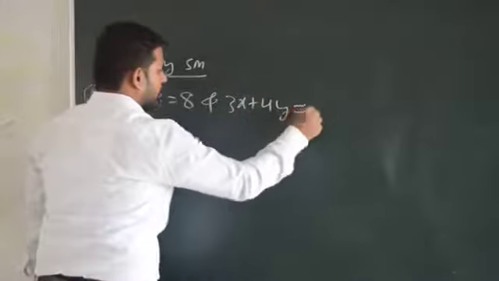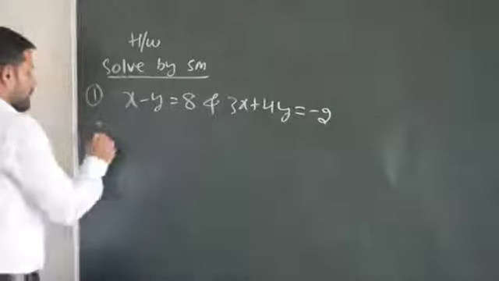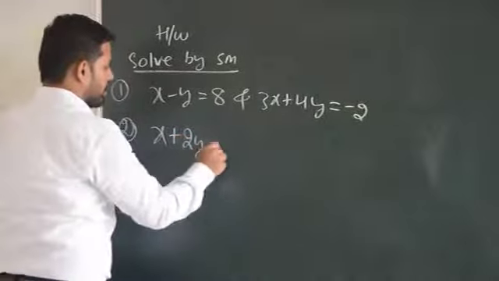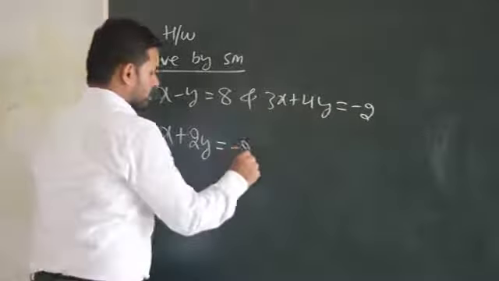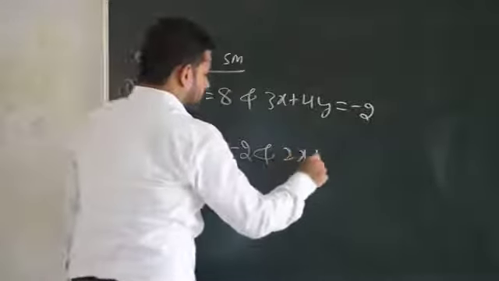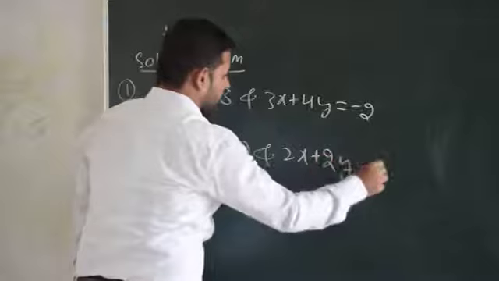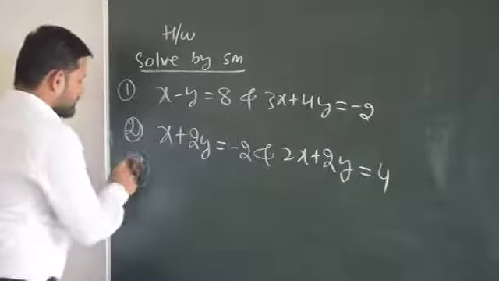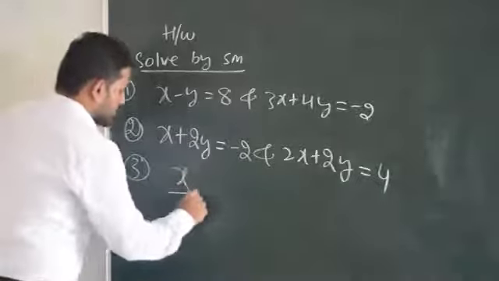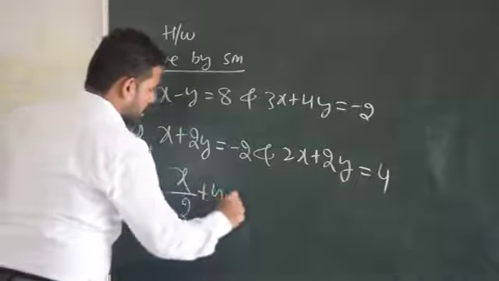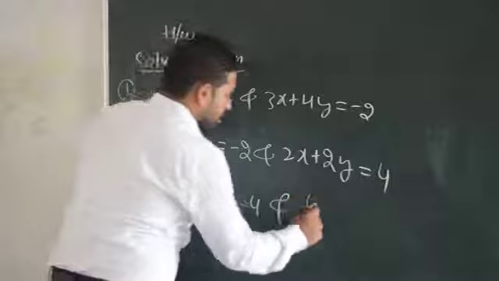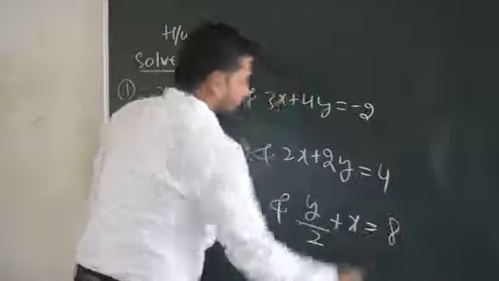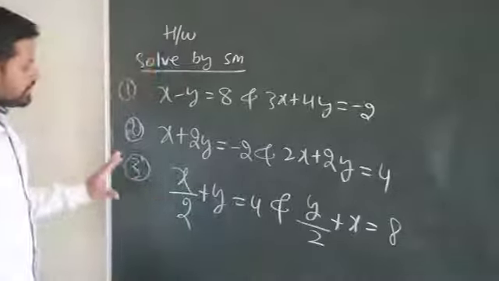4y is equal to minus 2. Do this. Okay, the second one is like x plus 2y is equal to minus 2 and 2x plus 2y is equal to 4. Okay, try to shorten this and try to do that. Then the third one is like x divided by 2 plus y is equal to 4 and y divided by 2 plus x is equal to 8.